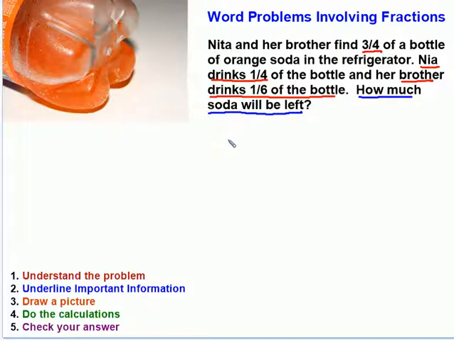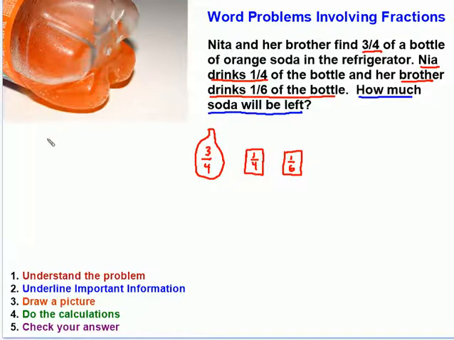Alright, let's draw a picture just to kind of get an idea. I'm not a very good artist, but I'm going to draw a bottle here. And it's a terrible looking bottle, and that's okay. They found 3/4 of a bottle. Now, Nia drinks 1/4 of that. She drinks a glass, and it has 1/4. And her brother drinks another glass, and he has 1/6 of the bottle here. So 1/4 of the bottle and 1/6 of the bottle.